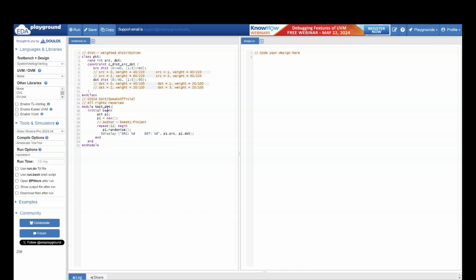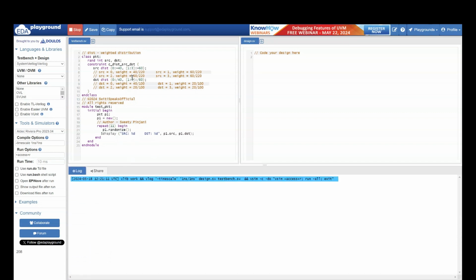Then finally, we are creating a module to test this class, in which I am creating an instance of this class, and 11 times I am randomizing the values. Whenever I call this randomize function, the random variables which are source and destination will be randomized according to this constraint. Inside the constraint, I am assigning weights to different values. Finally, we are displaying the values of source and destination. Now let us run this.